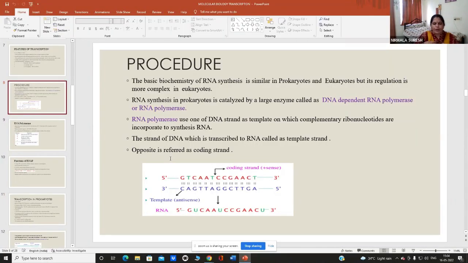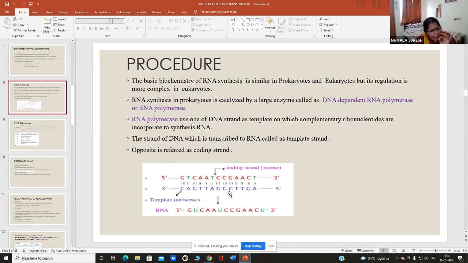RNA polymerases use one of the DNA strands as template, which has a polarity 3' to 5', on which the complementary ribonucleotides are incorporated to synthesize RNA. The strand of DNA which is transcribed to RNA is called the template strand. The opposite strand is called the coding strand. When we teach coding, see this, there is a diagram here. The coding strand and the mRNA are very similar, but for the presence of U in the place of T. Where U is there, T is there. Otherwise, the mRNA formed is exactly like the coding strand.